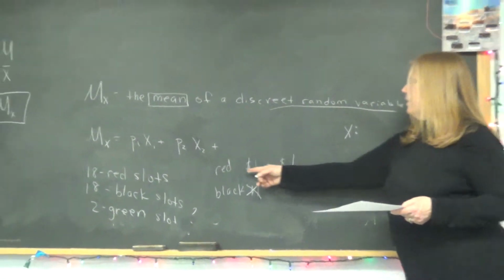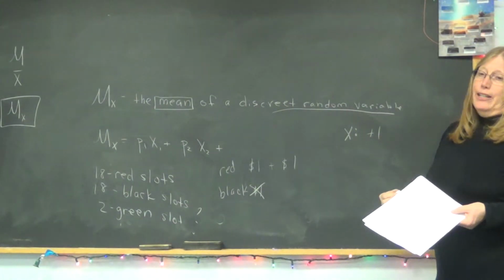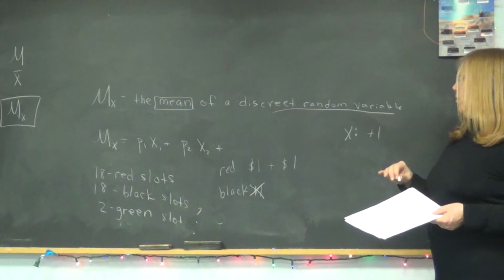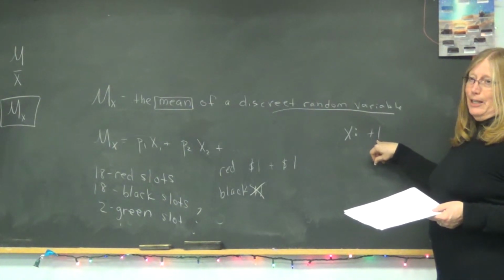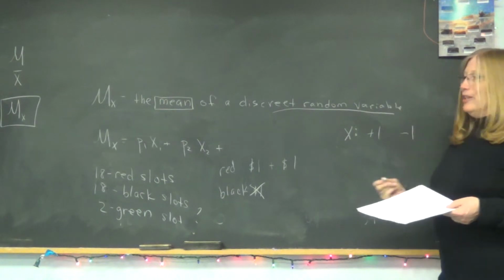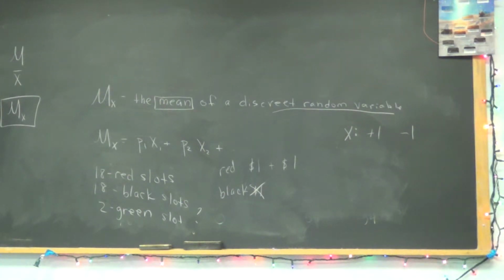If it's on a red, you get a +1, right? You already had $1, so your money's going to go up by 1. So that's a possible outcome. If you get a black, what happens to your money? -1. All right, so these are the only two outcomes that I'm aware of, because I don't know what happens when you hit a green.